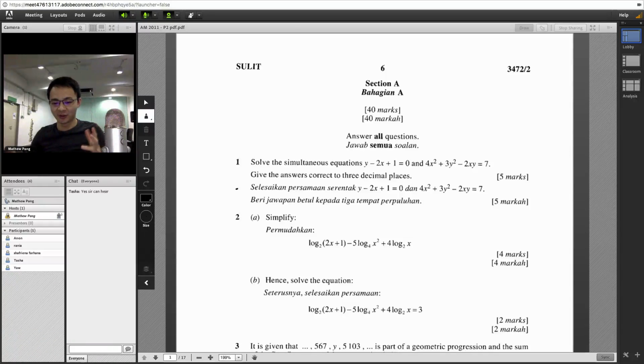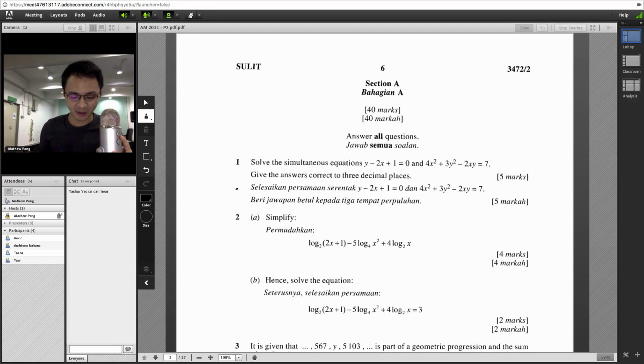Alright, so today we're going to discuss the SPM 2011 paper, and this is paper 2. I just realized I did discuss this paper last year, because I went through the videos on my YouTube channel and found out I already discussed it. Anyways, let's discuss it again, and maybe next time I will choose papers I have not yet discussed.